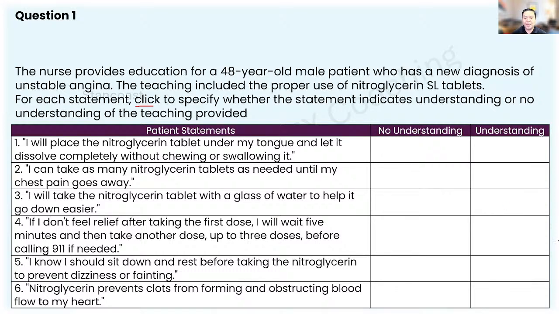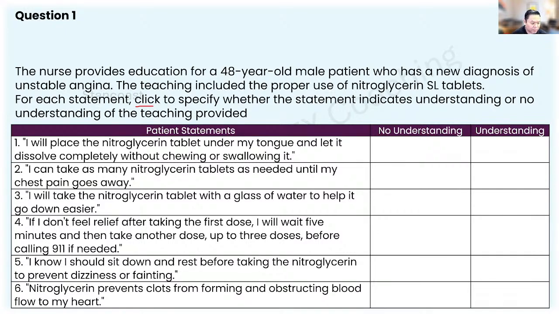First statement by the patient: I will place the nitroglycerin tablet under my tongue and let it dissolve completely without chewing or swallowing it. Number 2: I can take as many nitroglycerin tablets as needed until my chest pain goes away. 3: I will take my nitroglycerin tablet with a glass of water to help it go down easier. 4: If I don't feel relief after taking the first dose, I will wait 5 minutes and then take another dose, up to 3 doses, before calling 911 if needed. And 5: I know I should sit down and rest before taking the nitroglycerin to prevent dizziness or fainting. And number 6: nitroglycerin prevents clots from forming and obstructing blood flow to my heart.